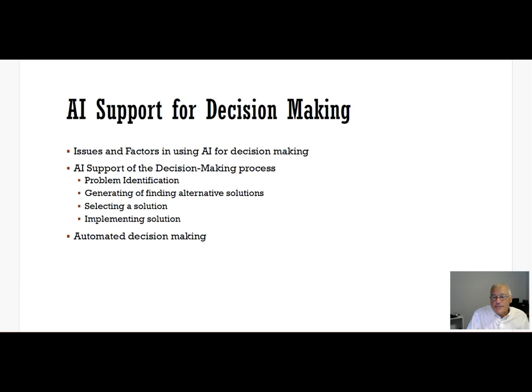Decision support systems. Issues and factors in AI for decision making. AI supports the decision support making system: problem identification, generating and finding alternatives, selecting a solution, implementing that.